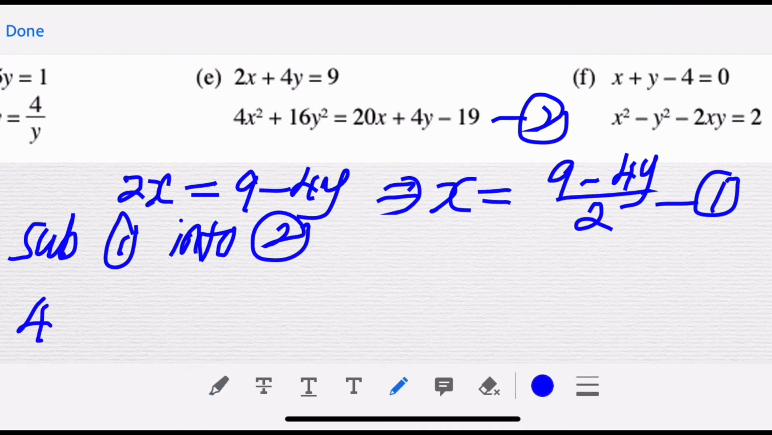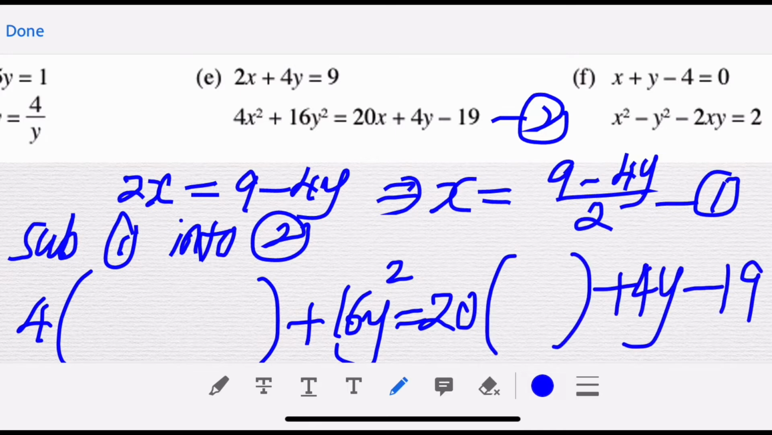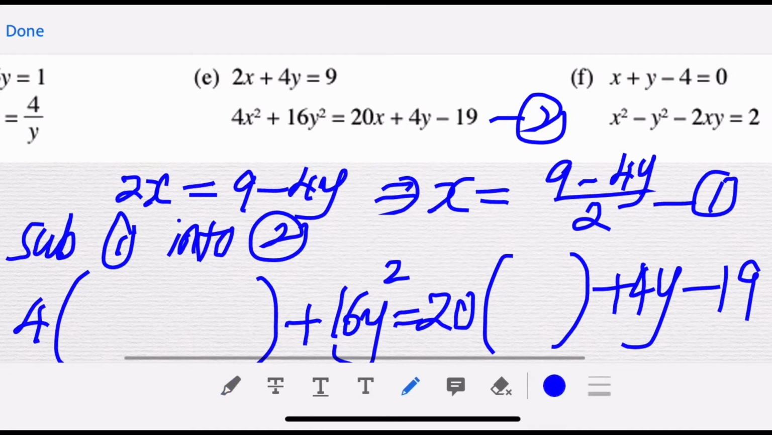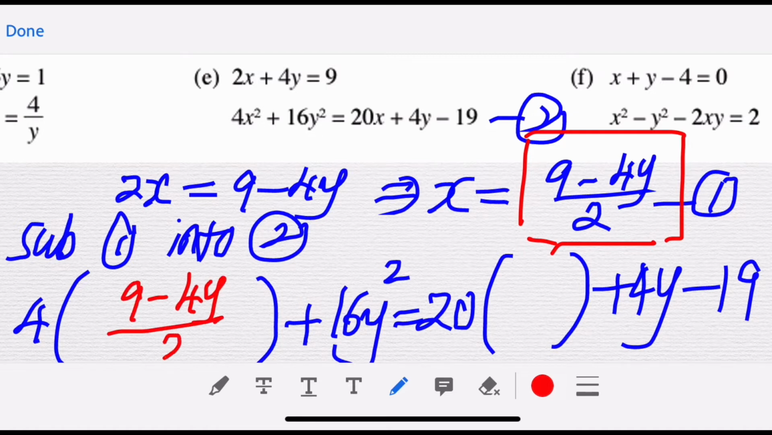Whenever you see x, we will substitute. We have 16y squared over 20, and we see x again, plus 4y minus 19. So what you need to substitute in is the x here, right? I'm going to highlight it to you. I'm going to substitute 9 minus 4y over 2, and then we need to square it.